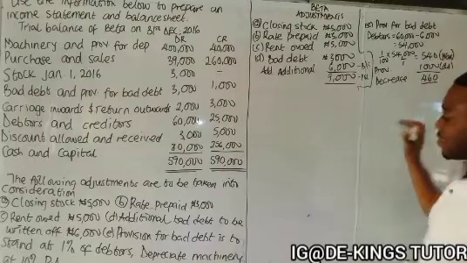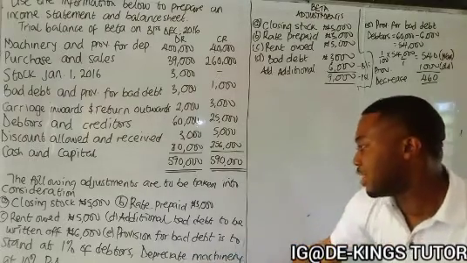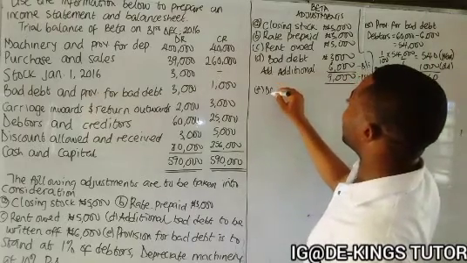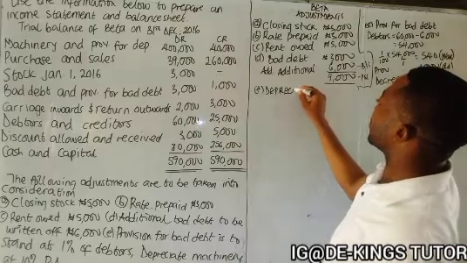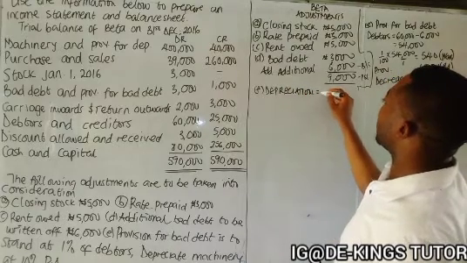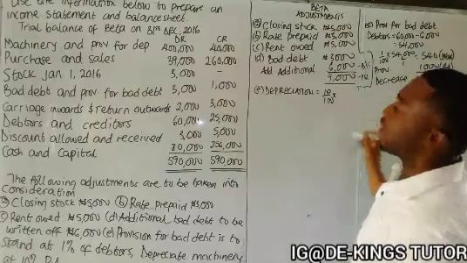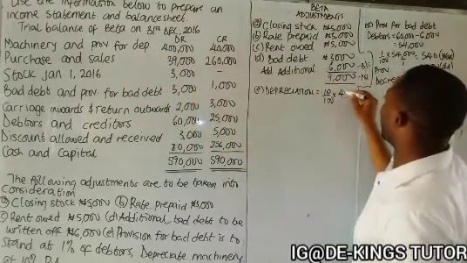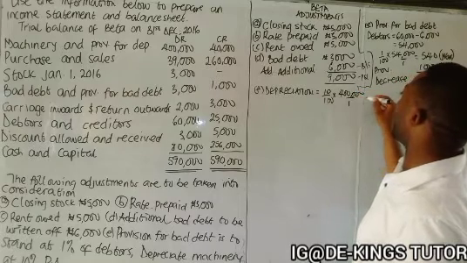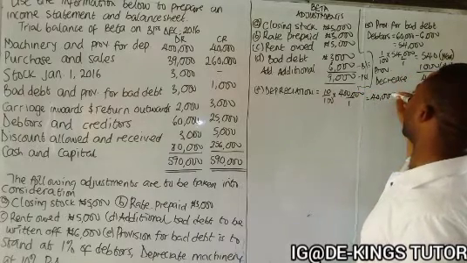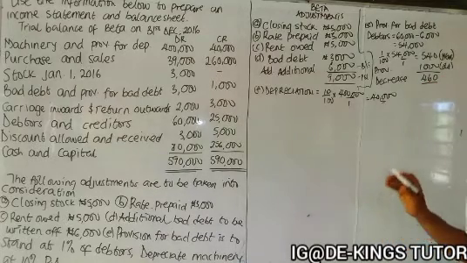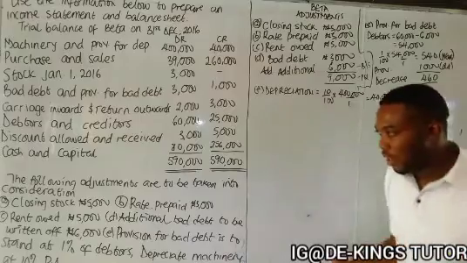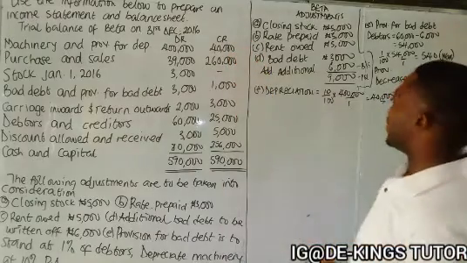Okay, so that's 460. Now the last part is depreciate machinery at 10%. So say F, depreciation, 10% of the machinery. I want the machinery, 400,000. So 400,000 over 10 will give us 40,000 as our depreciation. Okay, so these are the adjustments. And let's prepare the income statement.